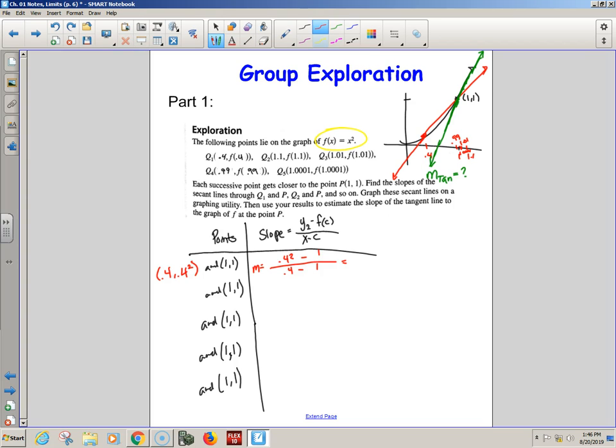If you're putting it in your calculator, not using the cool fraction button, don't you have to use parentheses, numerator, parentheses, denominator? 1.4. I think so. Anybody else get 1.4?